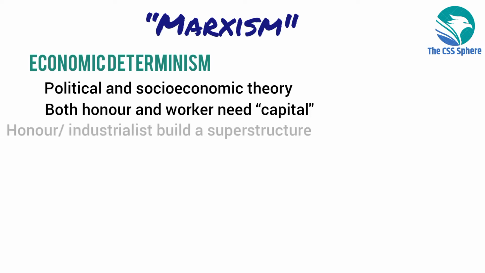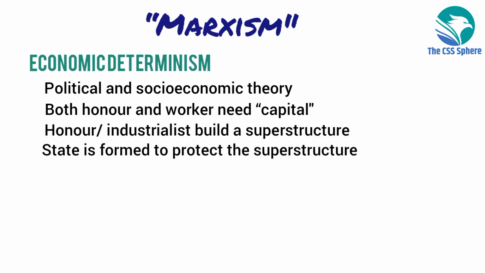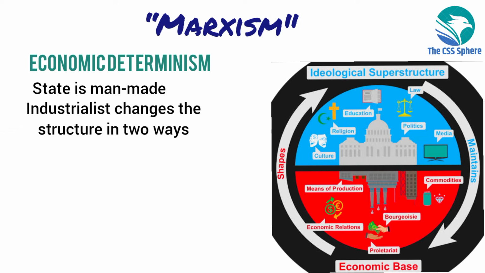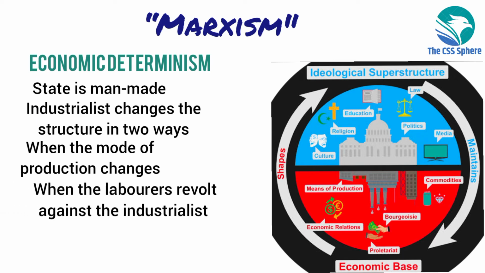The industrialist has to bring raw material, establish technologies, and he has to control the laborers. So he built a superstructure, and in order to protect this superstructure, the state is formed. According to Karl Marx, the state is man-made, it is not natural. The industrialist creates this superstructure for his own interest. He changes the superstructure in two ways. When the mode of production changes, for example, the agricultural mode changes into industrial mode, the superstructure is changed. Secondly, when the laborers revolt against the owner. In both ways, the industrialist changes the superstructure.